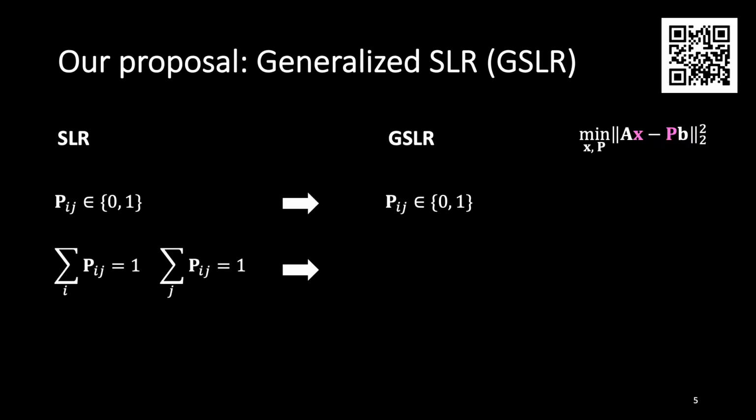However, different from the vanilla version that requires each row and each column of P to sum to 1, in our proposal, we replace the equality constraints by less-than-or-equal-to one. That is, we no longer require every piece of data to have exactly one match. Instead, we say that it can either have a match or be completely removed from the matching process.